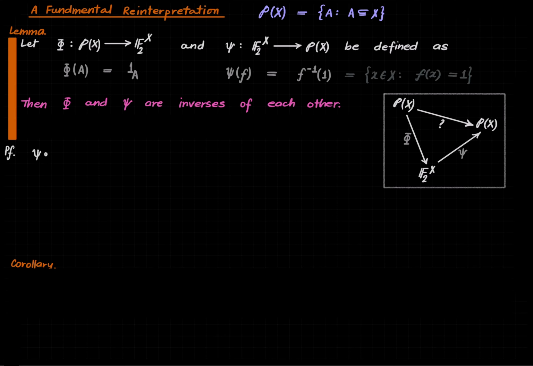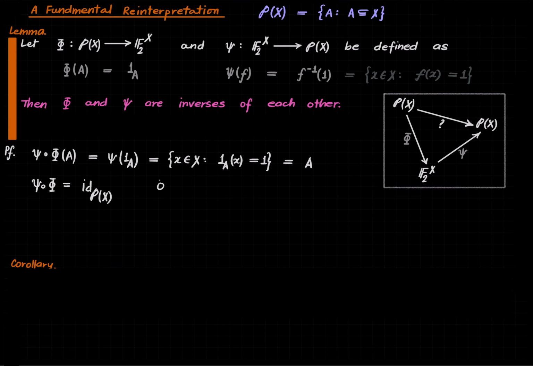Psi of phi of A is by definition psi of the indicator 1_A. But what is the pre-image of 1 under 1_A? The indicator of A fires a 1 if it is given something from A and 0 otherwise. But to be very formal, to write down every little thing, this is nothing but those x in A such that this happens, which is precisely A. That's the definition of the indicator function. So we see that if you compose psi with phi, you get the identity on the power set.